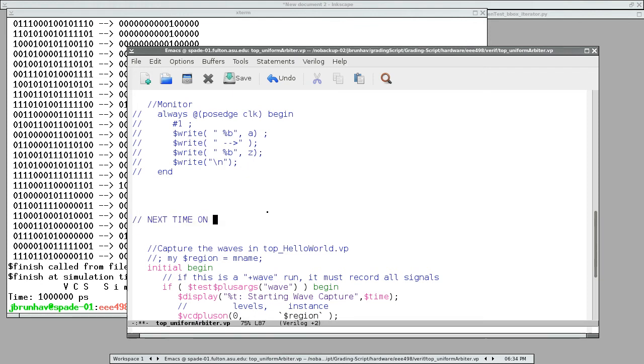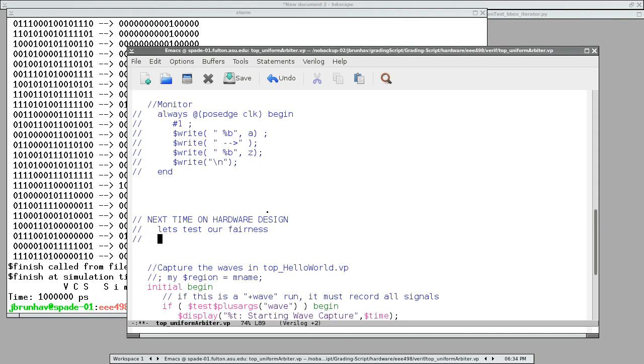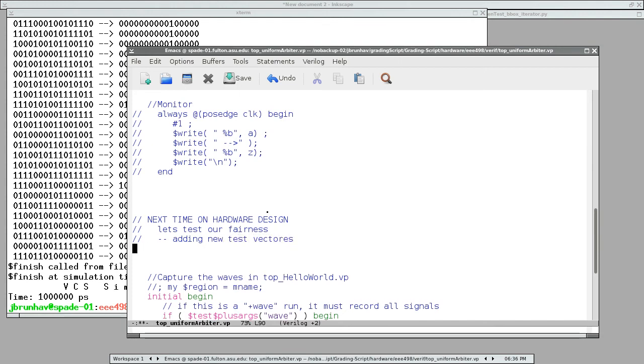on hardware design is test our fairness, and hopefully we can be like 1% fair, so that most of the time the statistics line up. And part of testing that fairness is adding new test vectors and calculating some statistics.